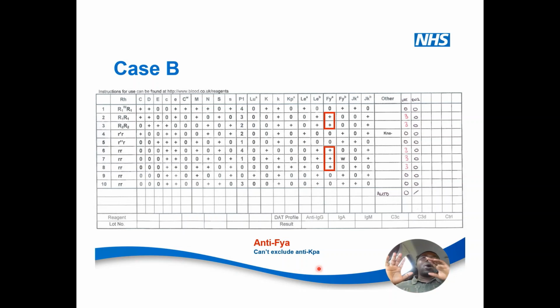Happy days. But remember, what are you going to do with kPa when you cannot exclude it? It doesn't matter. Remember, I told you about non-clinically significant antibodies. You see kPa there. So once you've seen this kind of result and you remember non-clinically significant antibody, just go straight and find antigen FYA negative blood and cross-match for the patient, because kPa is a non-clinically significant antibody.